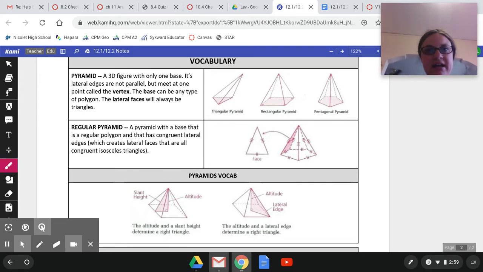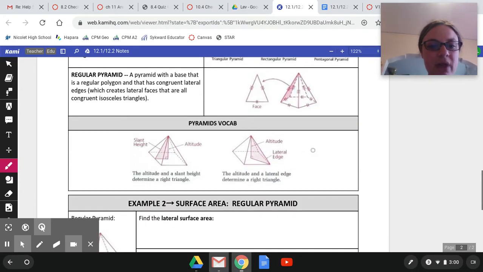A pyramid has its base, and then it's got this top point. This is kind of difficult to see. It's got this top point that you can call a vertex. Sometimes it's also called an apex. But a pyramid, you'll know it if you picture the pyramids in Egypt, right? They come to that top point, that peak. Okay, so those are differences between prisms and pyramids.